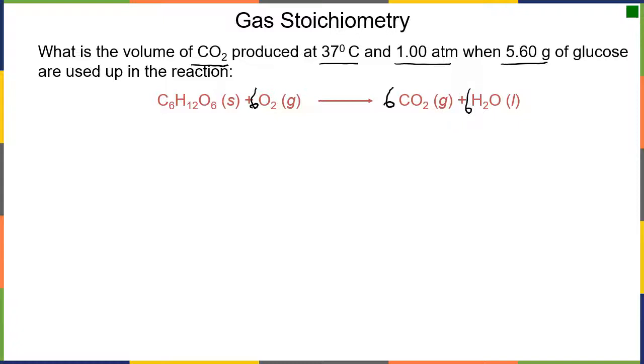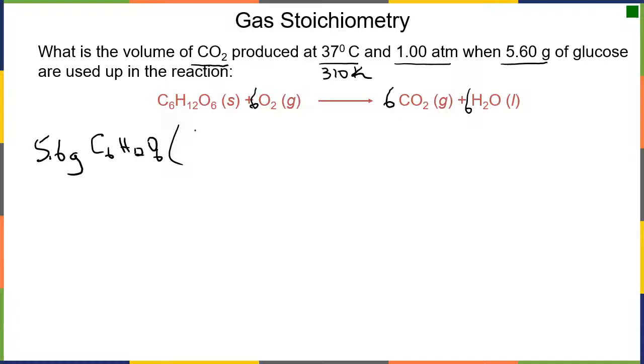Remember, step 1, always balance your equation. Make sure that your units are in the correct values. 37 degrees Celsius is the same as 310 Kelvin. And now we can do some work here. We know that we have 5.6 grams of glucose.